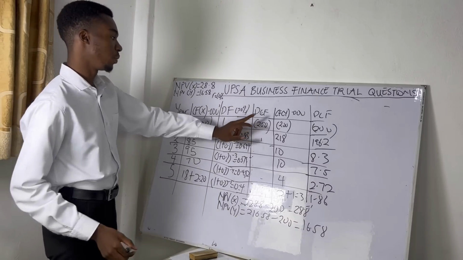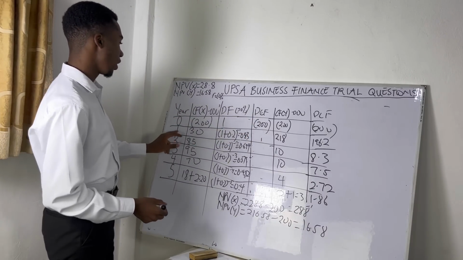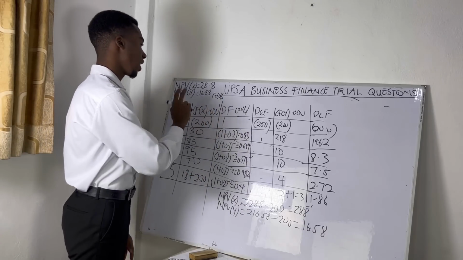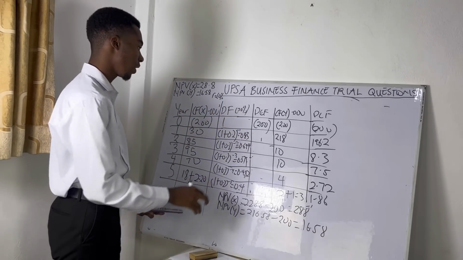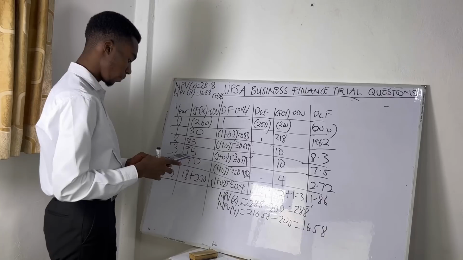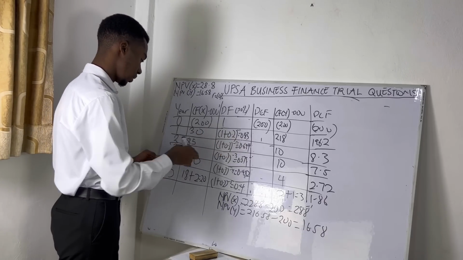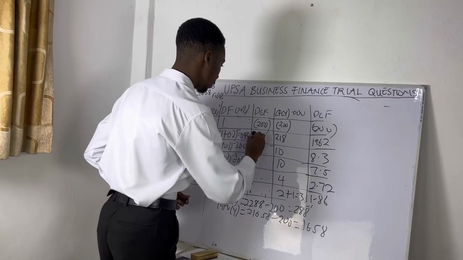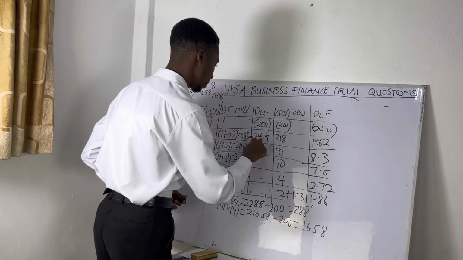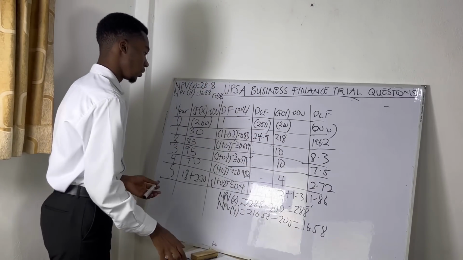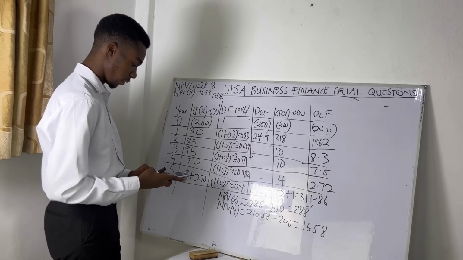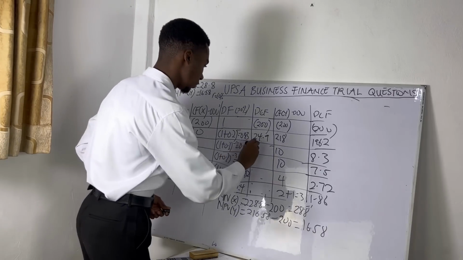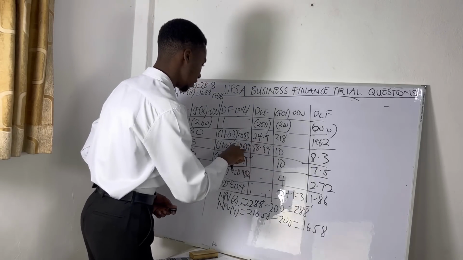The discount factor is going to remain the same for year 0. Then for year 1, it's going to be 30 times 0.83. The discounted cash flow is always the discount factor by the cash flow, which will give us the present value. So 0.83 times 30 is 24.9. And we have 85 times 0.694, which is 58.99.